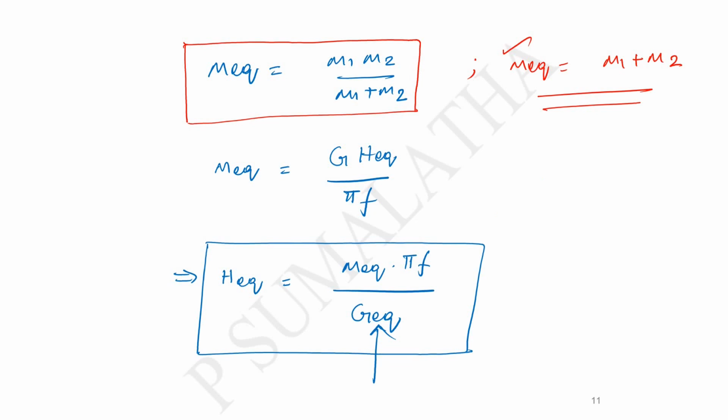This is how we need to find the inertia constant for multi-machine systems, that is, if several generators are connected in an interconnected fashion.